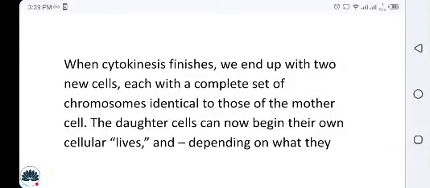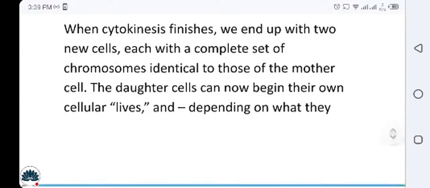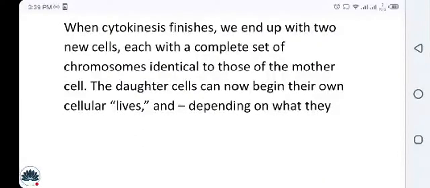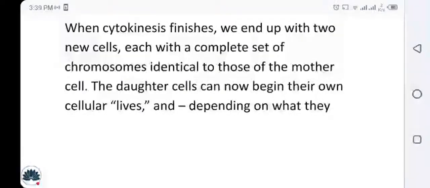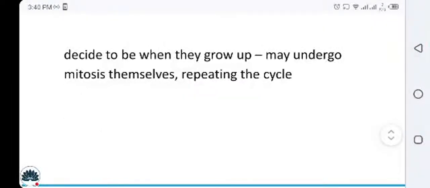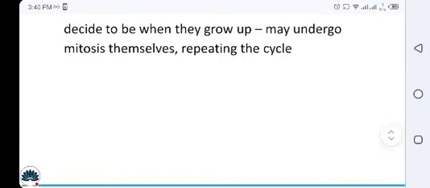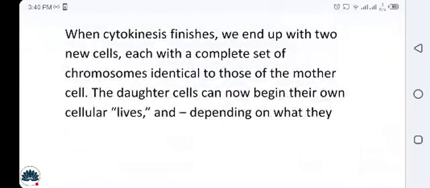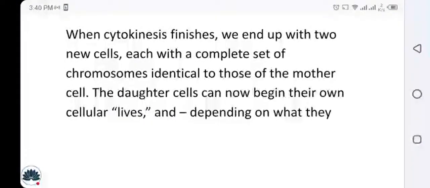When cytokinesis is finished, we end up with two new cells with a complete set of chromosomes identical to those of the mother cell. The daughter cells can now begin their own cellular lives, and depending on what they decide to be when they grow up, may undergo mitosis themselves, repeating the cycle. And this is how in plants, all the plants are identical, because asexual reproduction occurs by mitosis. While in human beings, both meiosis and mitosis occur. In meiosis, the baby has some features of the father and some features of the mother.